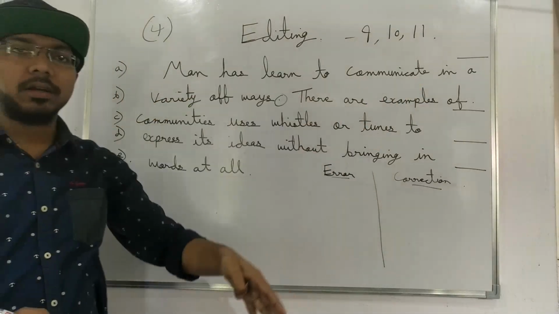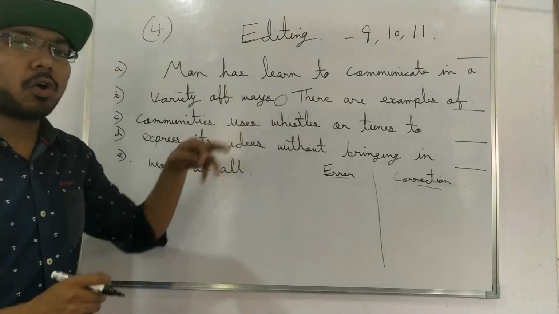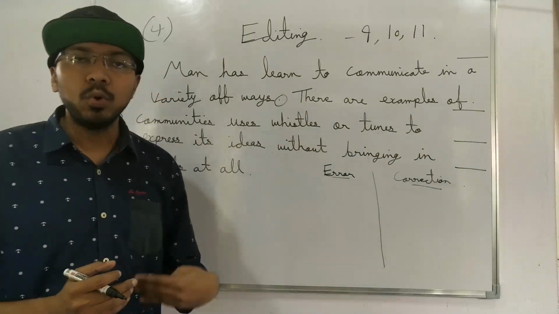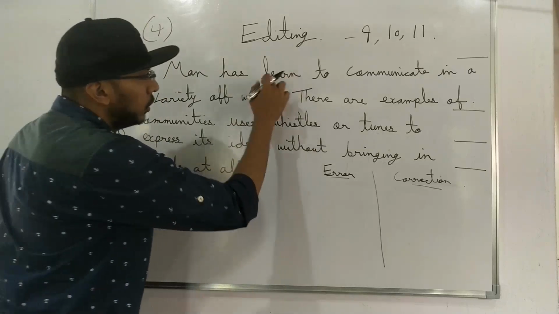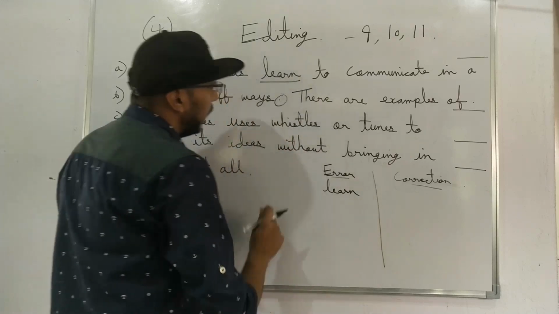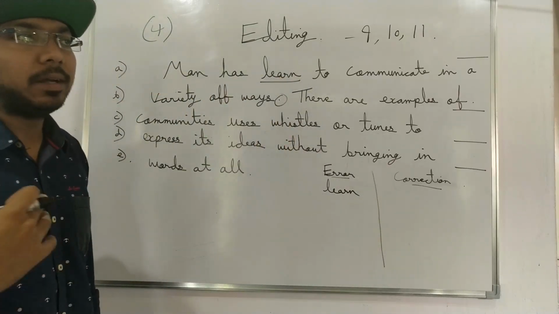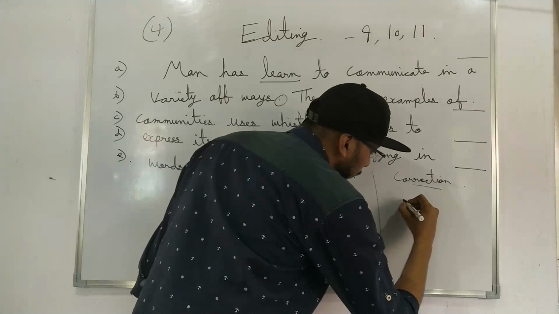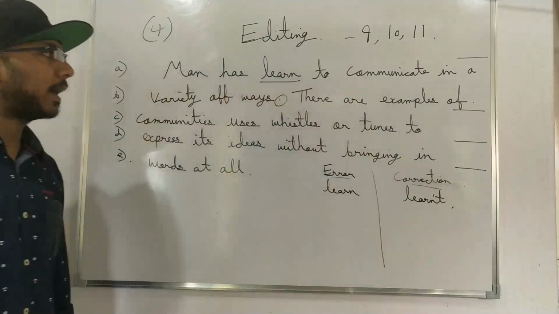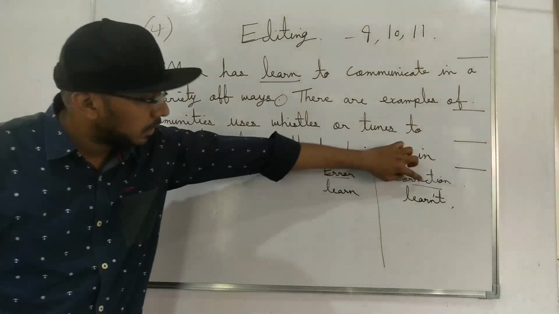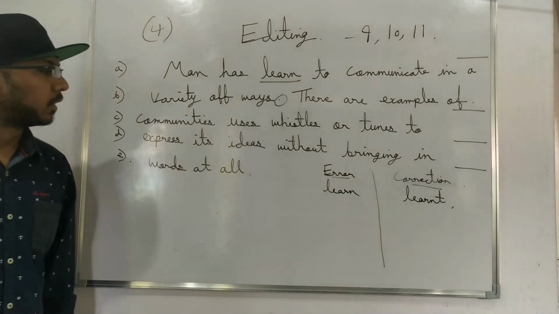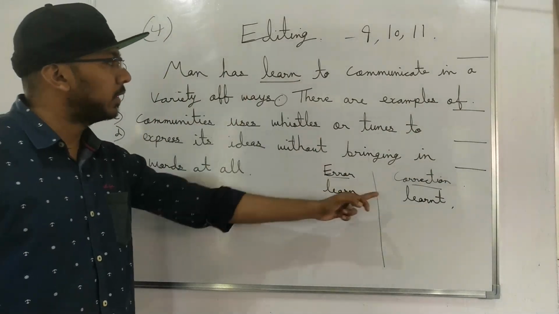Man has learned. Now obviously this is not an ongoing process, this is already done. Man has already learned how to communicate. So here your error is learn. It is a task which has already been done. So we will use the past form. Man has already learned to communicate in a variety of ways. Okay, so we change learn to learned.